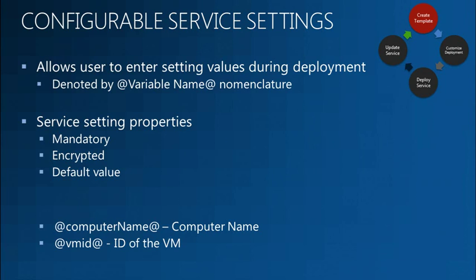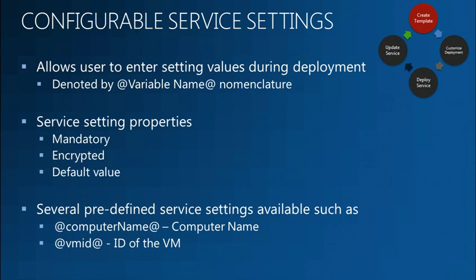We've talked a bunch about configurable service settings already. Again, we have lots of places in the model where we allow you to leverage these, and they're denoted by an @ variable name, @ nomenclature. You can mark them as mandatory or optional. You can mark them as encrypted, and you can give them a default value. So maybe I have a timeout setting that winds up going into my web config, and I want my end user to provide that timeout setting because maybe it differs depending on the environment. Maybe it's longer in QA for test purposes, but I want to give them a sensible default. So I can provide a default value of, say, 120 and allow them the ability to override it.